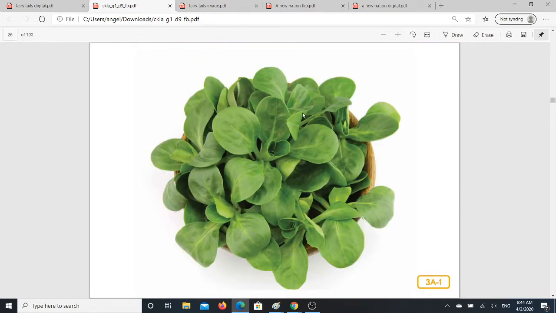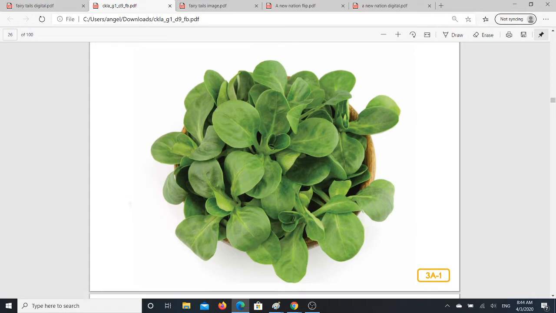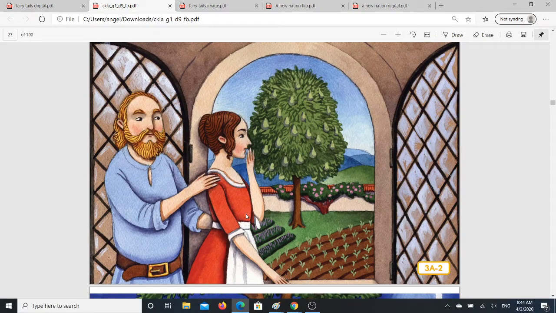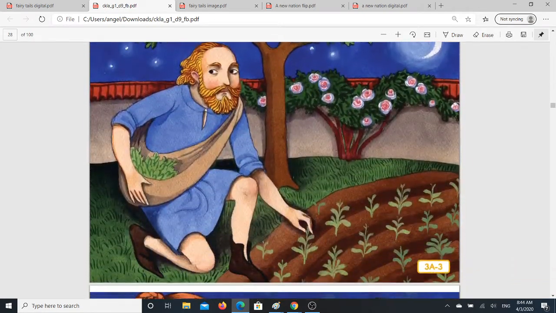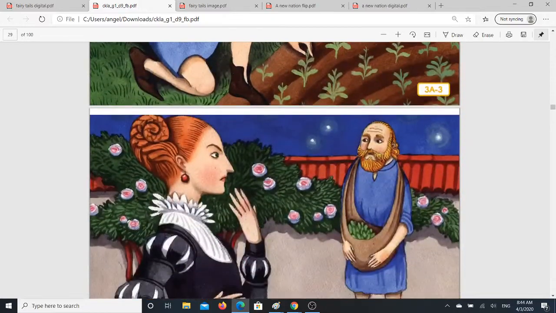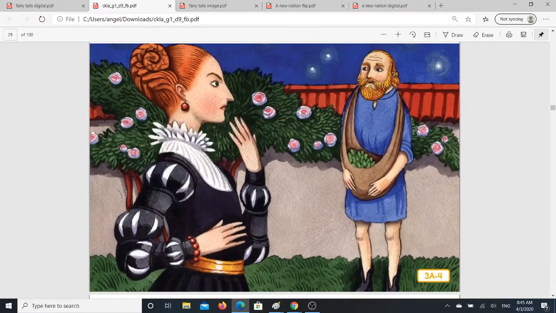In the story of Rapunzel, the Rapunzel lettuce was a very important part of this story because in the beginning of the story, the wife is looking out the window and she's craving the Rapunzel. And the husband goes to steal the Rapunzel out of the garden. And eventually he tells the witch that he will give up his firstborn child for the Rapunzel.